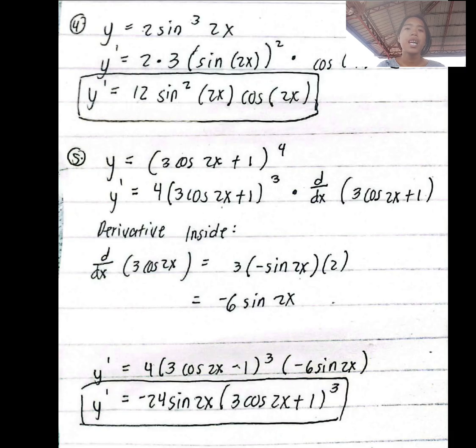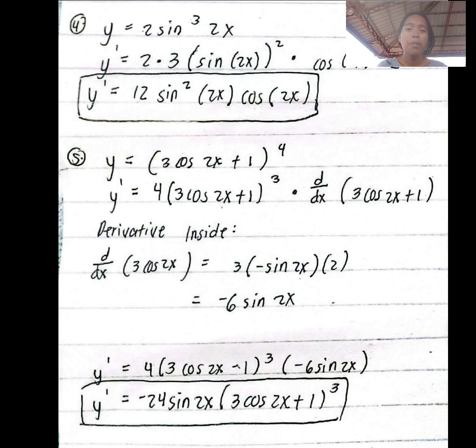The next step is to multiply everything together. So y prime is equal to 4 times the quantity of 3 cos 2x plus 1 raised to the third degree times the quantity of negative 6 sine 2x. Now we simplify the constant: 4 times negative 6 is equal to negative 24. So the final derivative of this function is y prime is equal to negative 24 sine 2x times the quantity of 3 cos 2x plus 1 raised to the third degree.